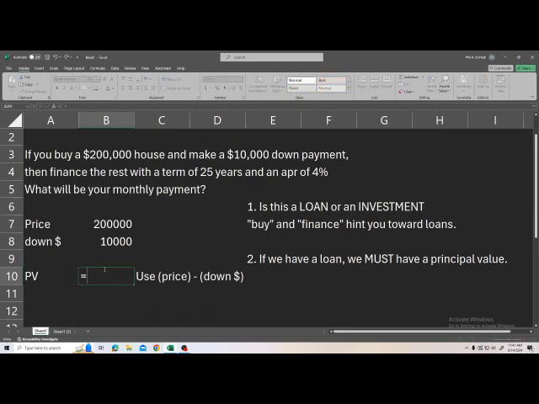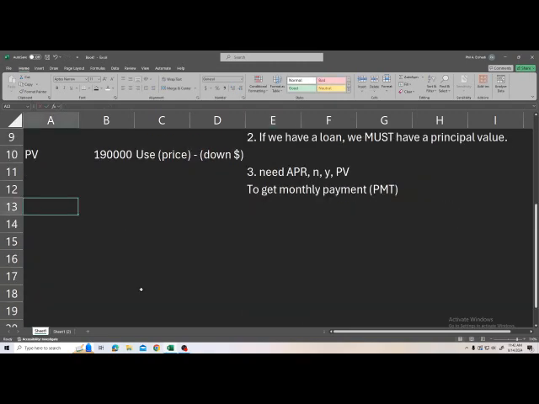We will say equals, click on B7 where the price is located, subtract B8 where the down payment is located. This gives us a principal value of $190,000. Now that we have the principal value, let's look at the things we need to gather in order to solve a loan problem. We're going to need the APR, the N, the years, and the principal. Together, this will give us a monthly payment. Let's make some space for this in our Excel file. We'll say APR, N, years, principal, and PMT.